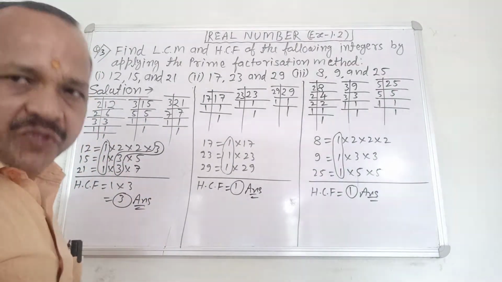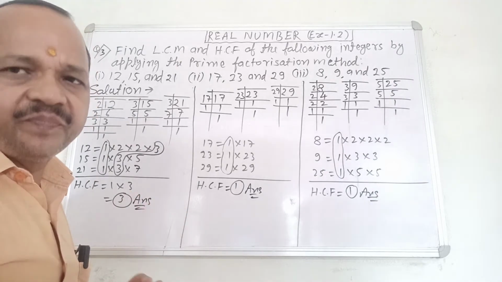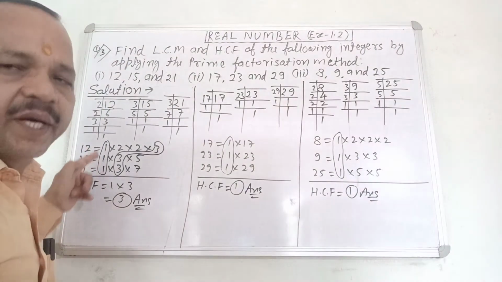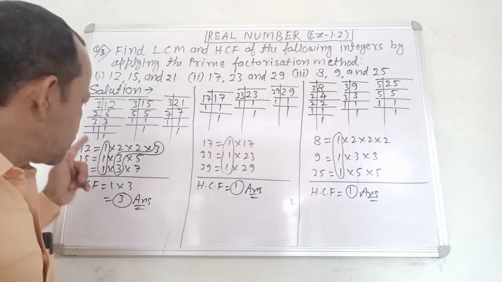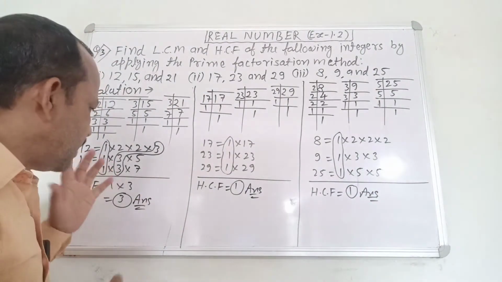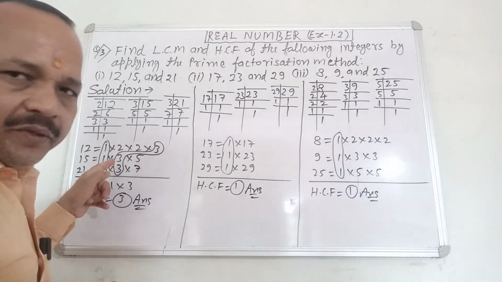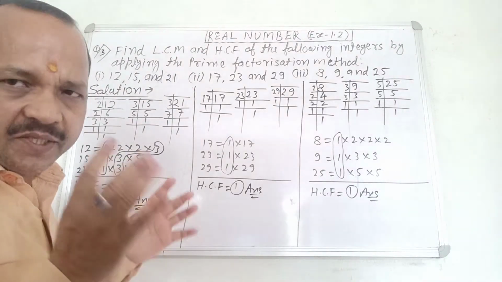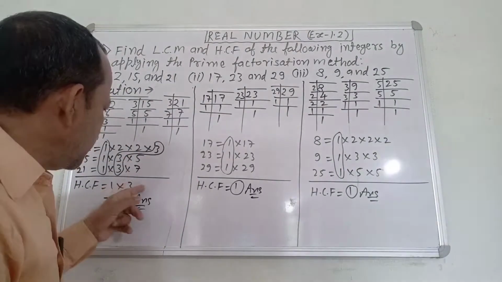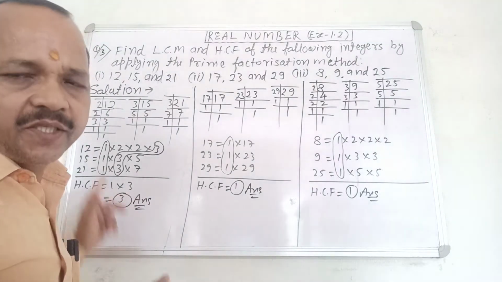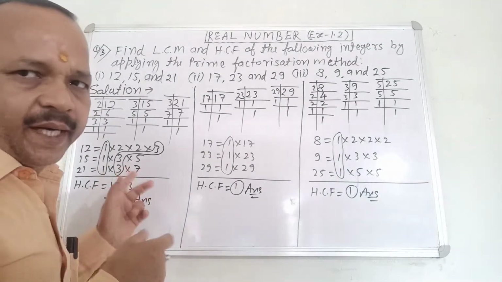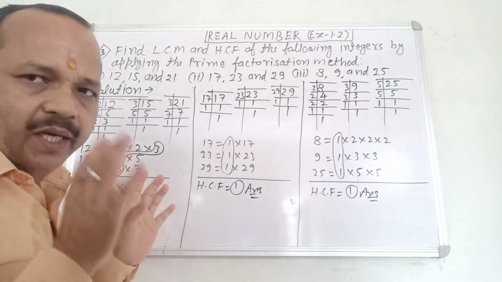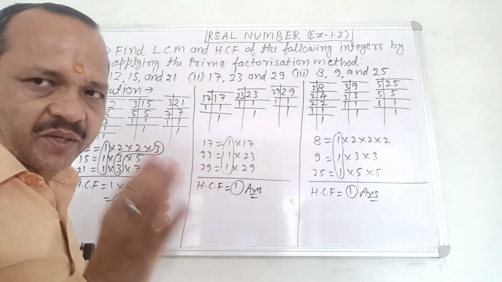Now you see which number is common in all. Here 1 is common in all. So your answer is 1. And here 3 is common, so you write multiply 3. It means your HCF is 1 multiply 3 equal to 3. 3 is your HCF because 1 and 3 are common in all lines. Clear? No confusion? Very good.